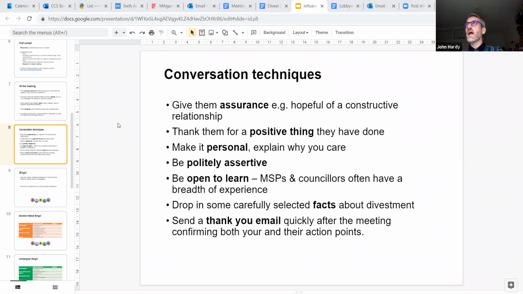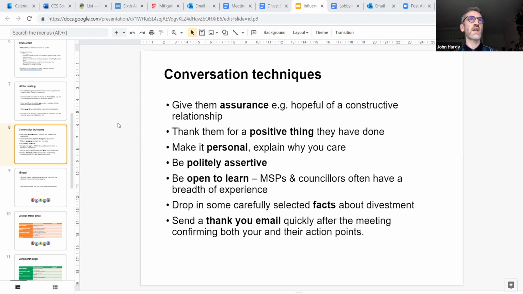Thanks, Lewis. Yeah, so as Lewis was saying, try not to be nervous. It is really just about having a conversation with someone. I think that's probably the best way to look at it. You're just going to have a chat with another person. Don't think about it as trying to present the entire argument for divestment, or to completely change somebody's mind. You're just going in to have a chat.